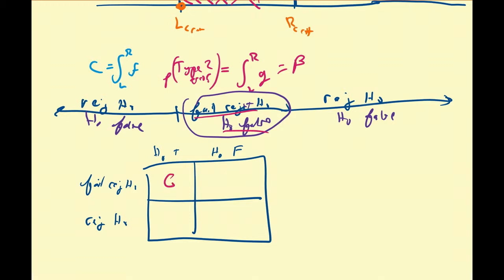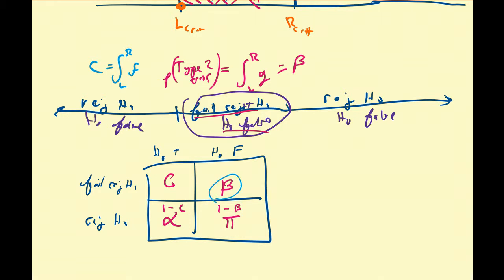And rejecting the null hypothesis when the null hypothesis is true, that's usually alpha, or 1 minus C. And failing to reject the null hypothesis when the null hypothesis is false, that's beta. That's our type 2 error. And that implies that this is 1 minus beta. Some people usually represent it as pi.